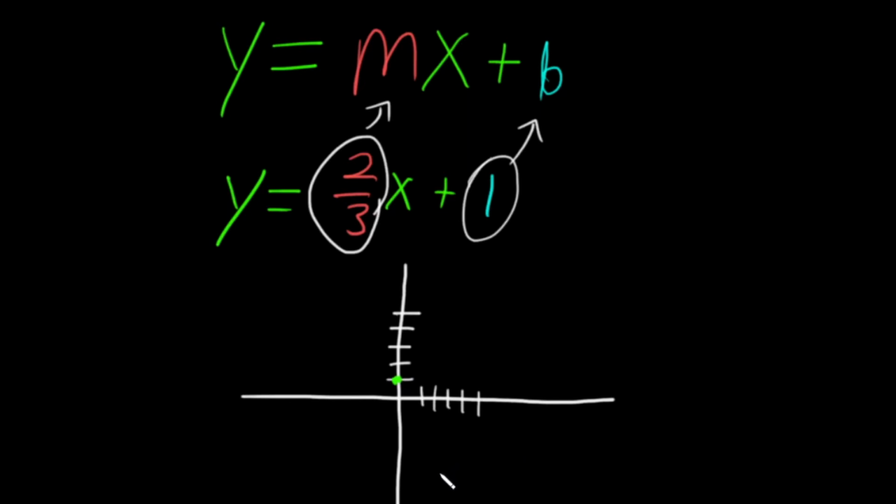To form a line, we need two unique points. So to get the second point, we can either plug in for x and get a y out, or we can use the 2/3, which is our slope, to move along the graph to find the second point. Recall that the numerator of the slope is the change in y, and it's a positive 2, which means we would go up 2. And then the change in x is a positive 3, which would mean to go to the right by 3. So our second point would be here. And now we can draw the line.